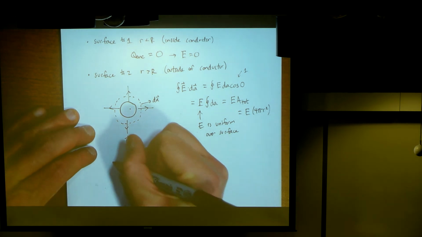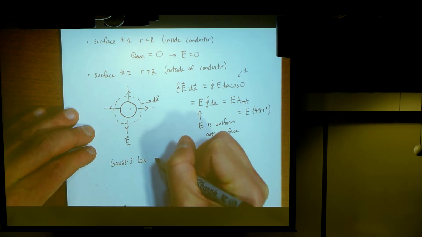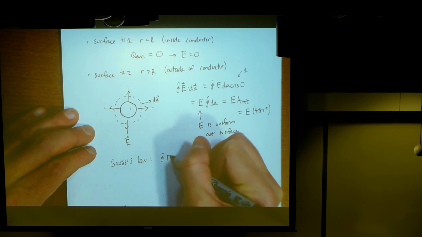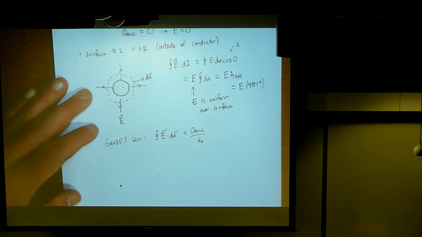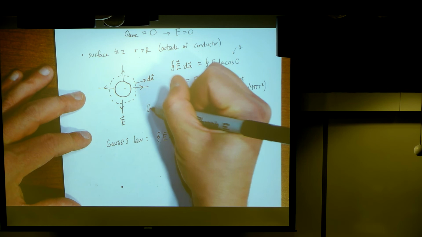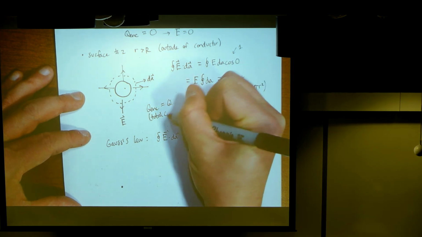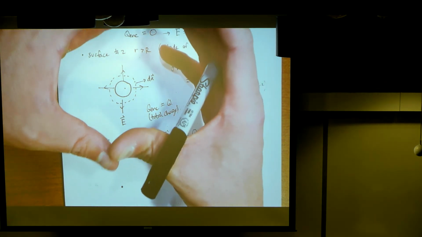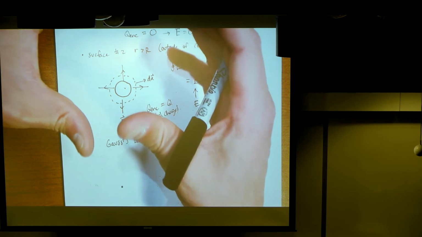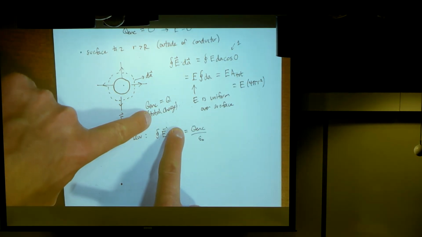Okay, so therefore, we're going to apply Gauss's law, which says integral E dot dA equals Q enclosed over epsilon naught. So here, Q enclosed is equal to Q, the total charge. So as long as we're outside of the conductor, when we draw a spherical surface like this, we enclose the entire charge on that conductor. That's what I'm trying to say here, okay?